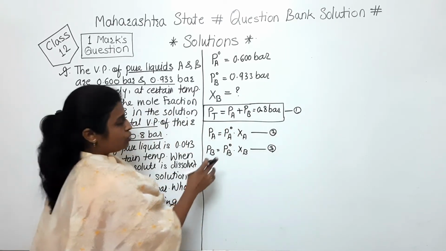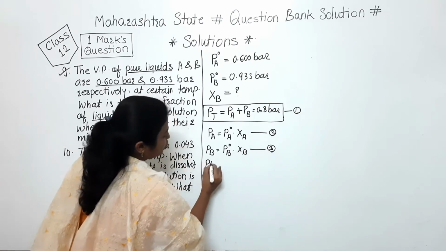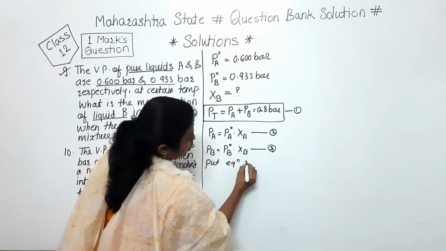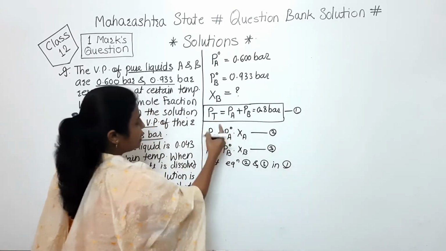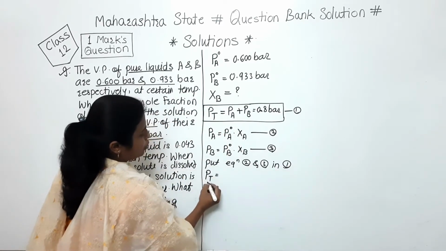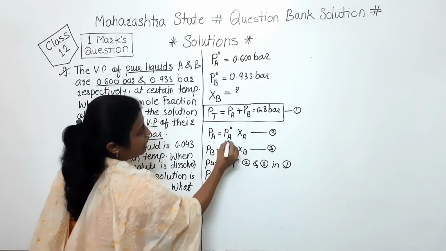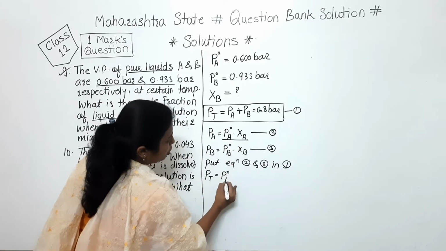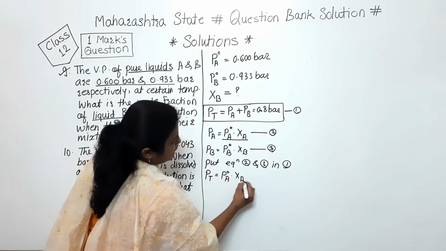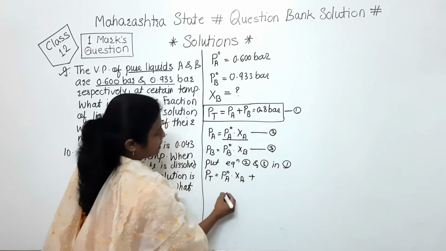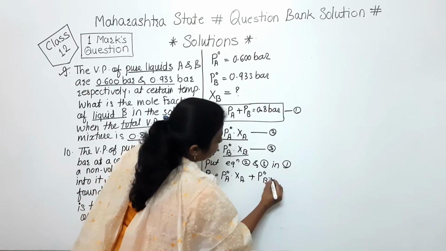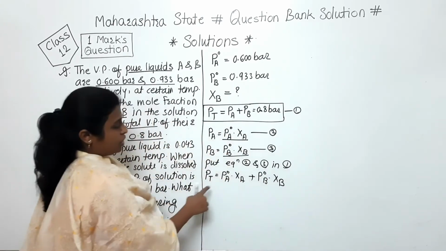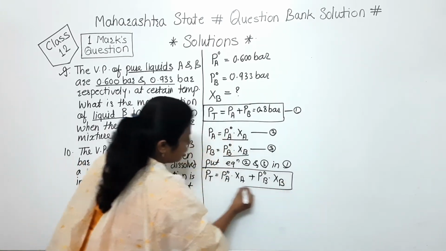Then what do we have to do? We just have to put equations 2 and 3 in 1. Then what will be the equation? PT is equal to, instead of PA we have to use P naught A into XA, plus sign will be as it is, and for PB we have to write P naught B into XB. So here we have completed that equation.